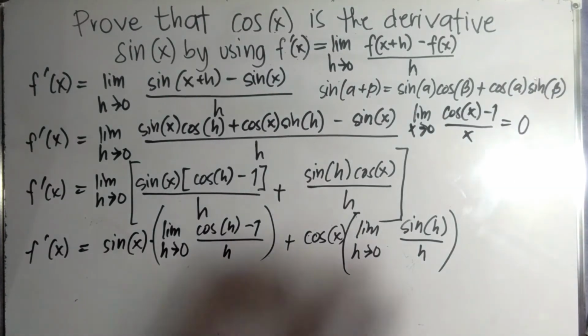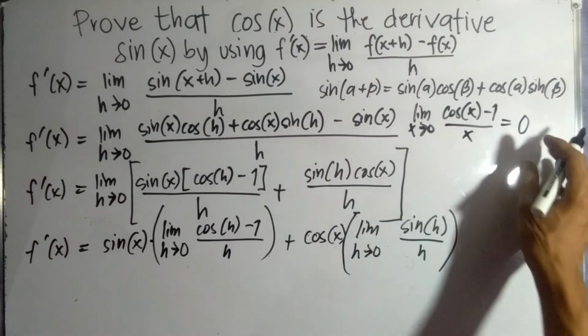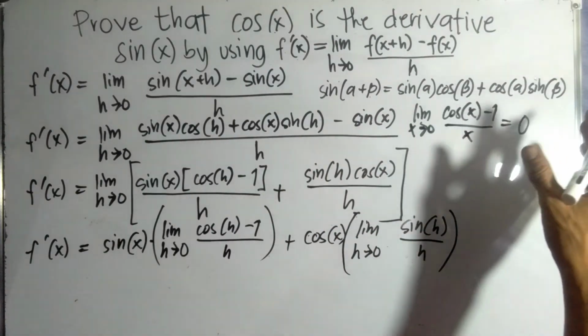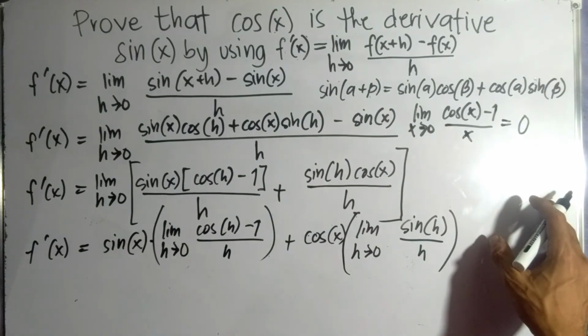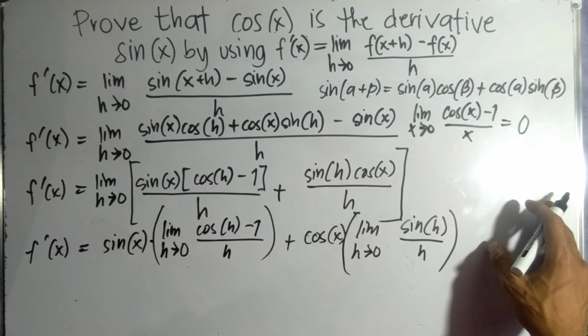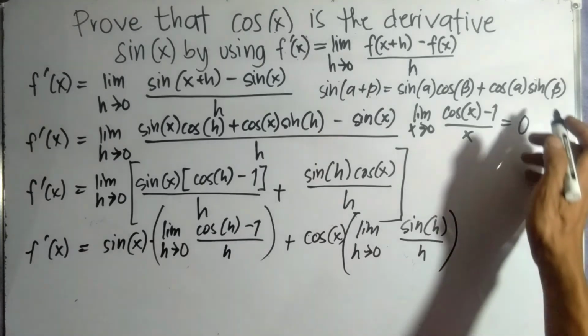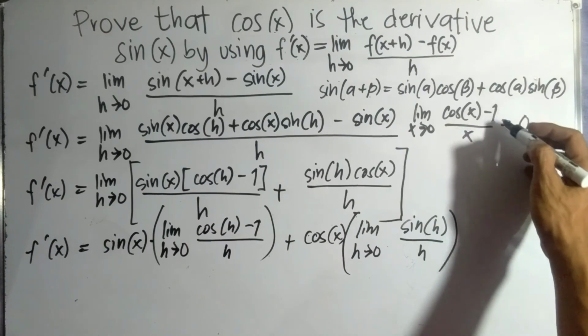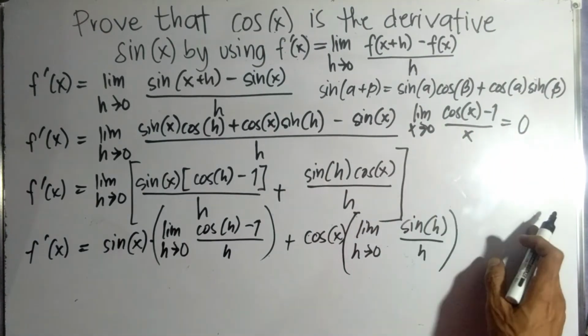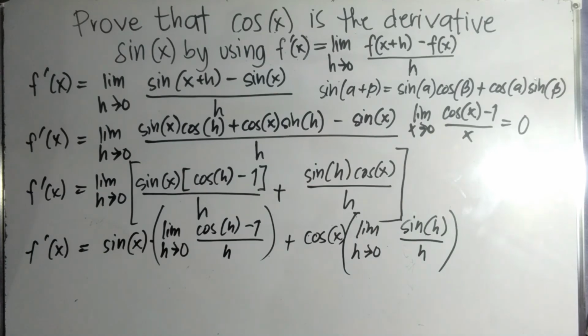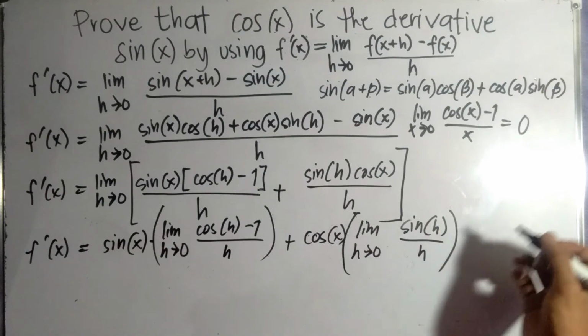Bakit? May dalawang paraan para ma-prove na 0 siya. Una, gagamit kayo ng left and right hand rule ng limit and by using L'Hopital's rule. Okay? So, i-derivative natin tong numerator and denominator. Then, i-evaluate nyo yung when x is approaching 0. Okay? So, yun.